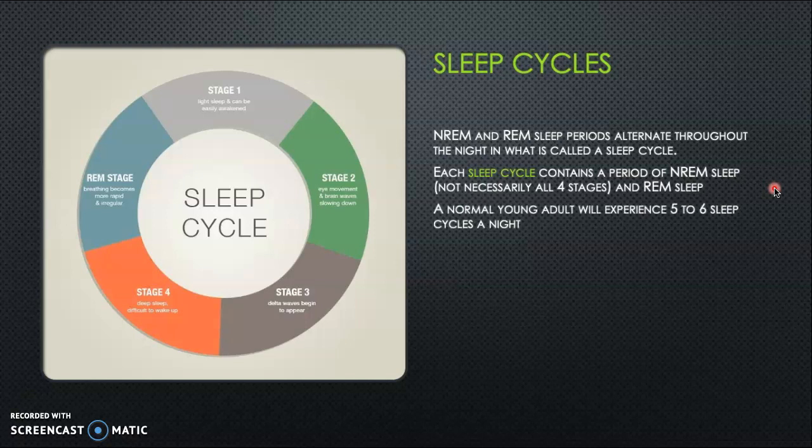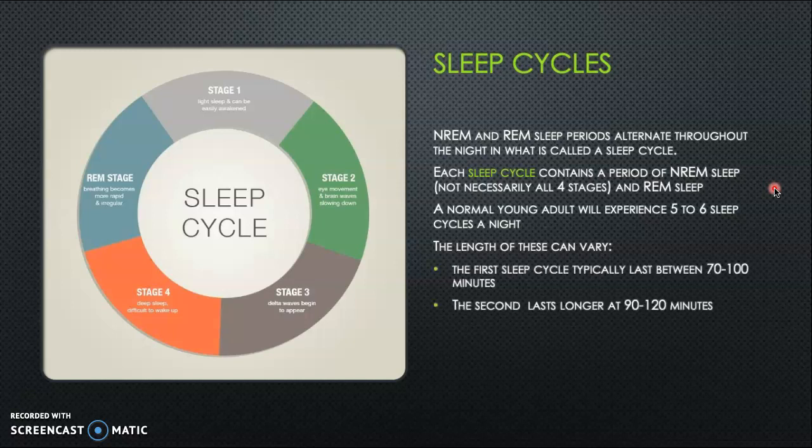So a normal young adult will experience about 5 to 6 of these sleep cycles a night, and the length of them can vary, but they do typically last approximately 90 minutes. So the first sleep cycle can be between 70 and 100 minutes, the second 90 to 120, so it's a lot longer, but on average they're about 90 minutes each.